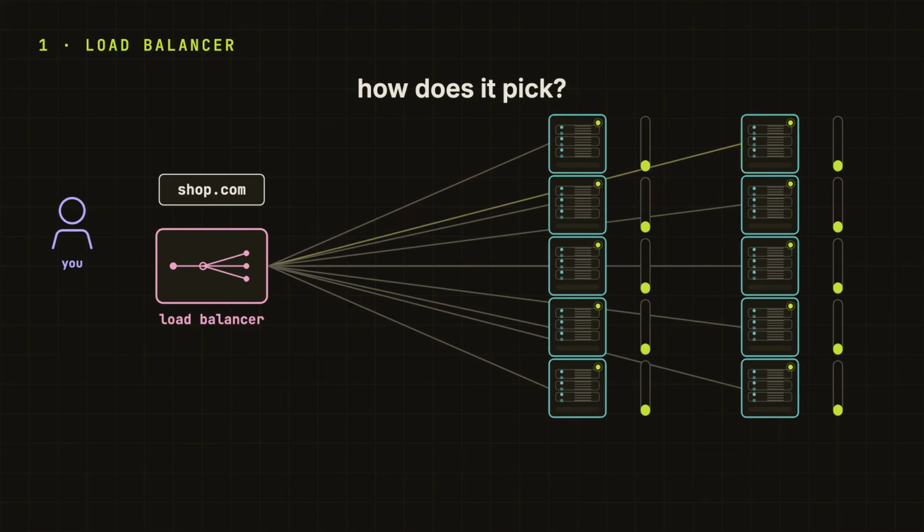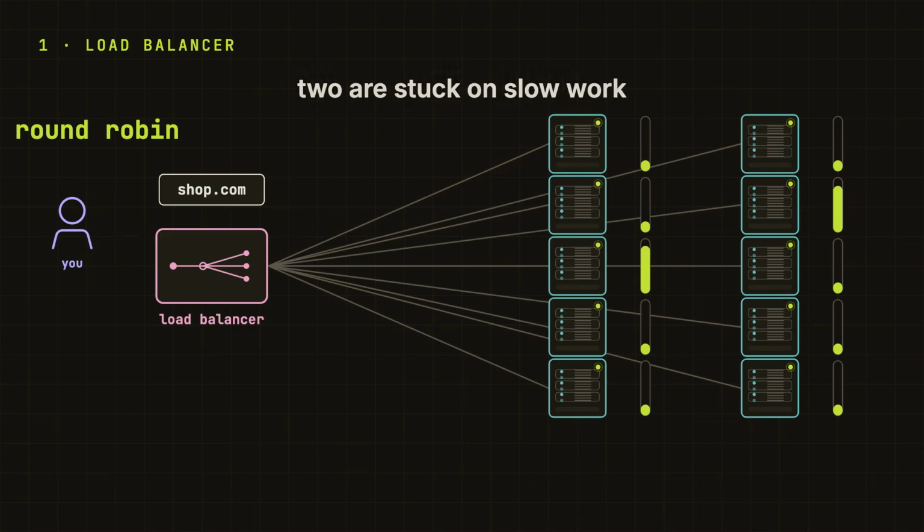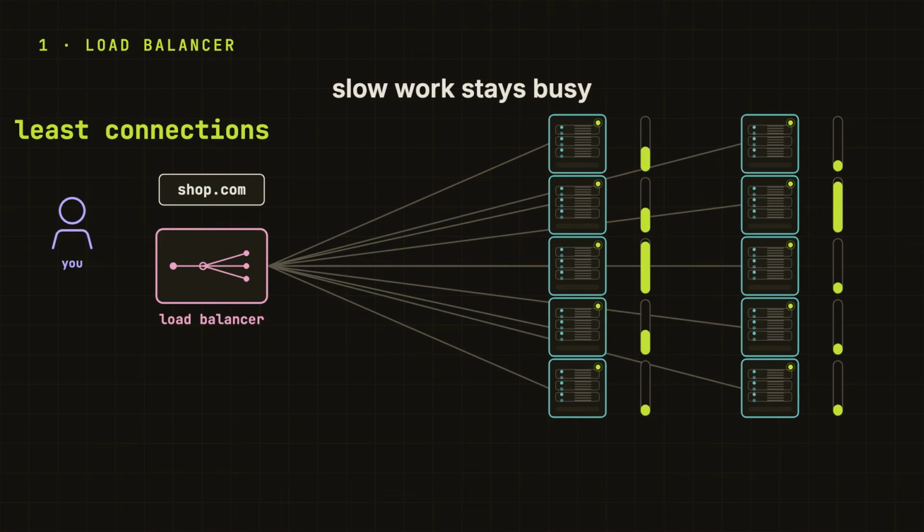There are a few standard methods and you should know them by name. The simplest is round robin. Just go in turn. Server 1, server 2, server 3. Go back to 1. Next is least connections. Send the request to whichever server is currently least busy, which is smarter when some requests take longer.